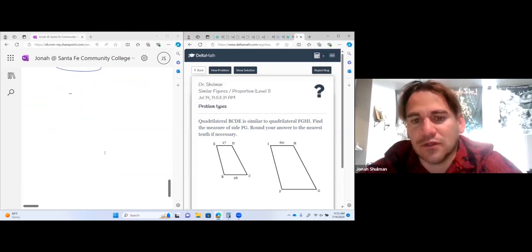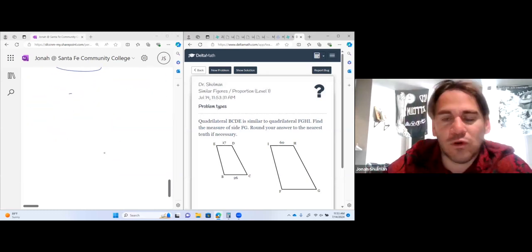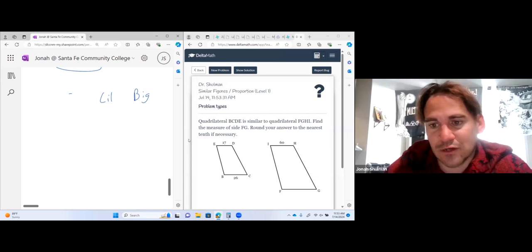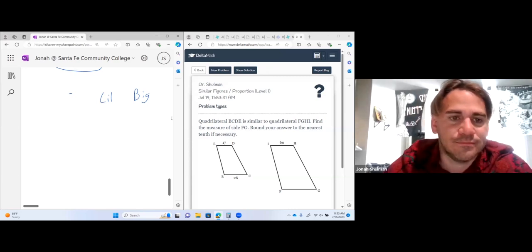All right, let's do a level 1 with some similar figures. Real common. So one way that you can really help your students is I like to go little, big. Then you can go, for this one, I go top, bottom. Just so my students don't get confused.